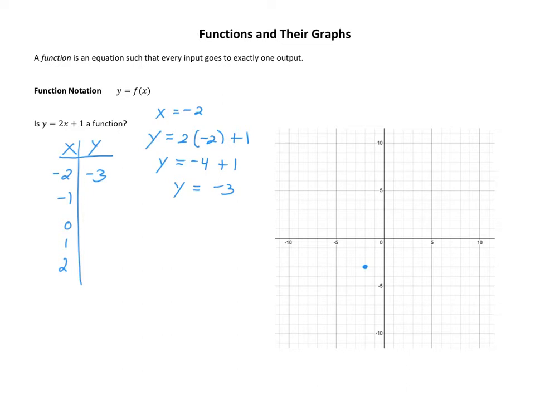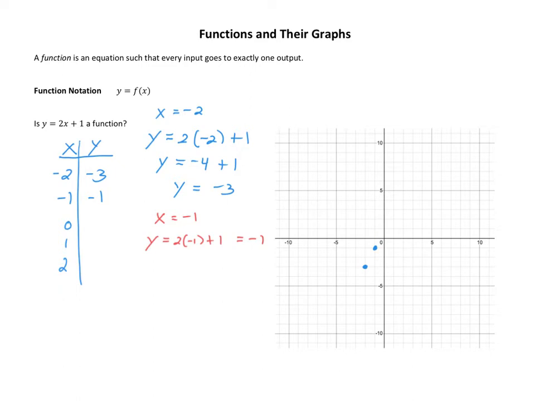So let's actually complete this table, going through it maybe a little more quickly here. If x is equal to -1, y is going to be 2 times -1 plus 1. That's -2 plus 1. That's -1. Again, here we had one input, one x value, that went to one y value. And if you look at that on your graph, you get this spot right here. You go to the input of -1, and you get exactly one y value, also -1.